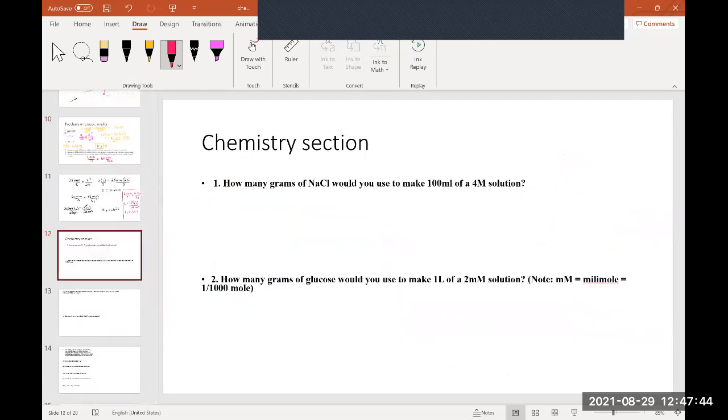Let's move on to our chemistry section. First problem. How many grams of sodium chloride would you use to make 100 milliliters of a 4 molar solution? Let's remember that 4 molar means moles over a liter of solution.